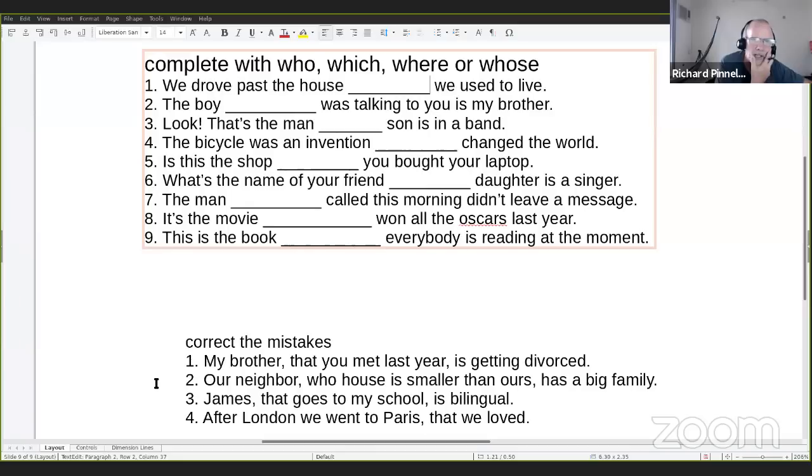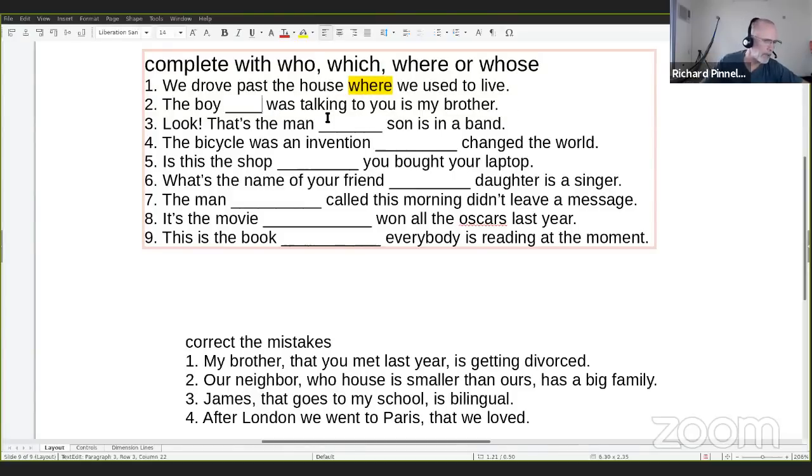So number one, which we drove past the house. No, it's a place. Yeah, here we think of it as a place. So Juan Manuel has the correct answer, and so does Irma. Where? The correct answer is where. Good. Number two, the boy. The boy who. Very good. Who said that? Gregory. Very good. Who? The boy who.